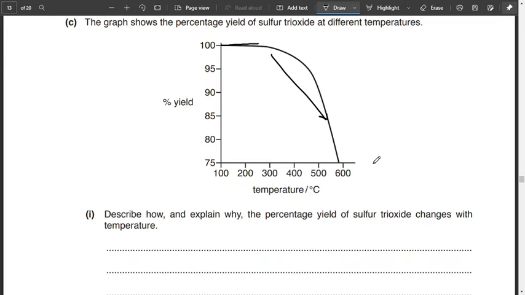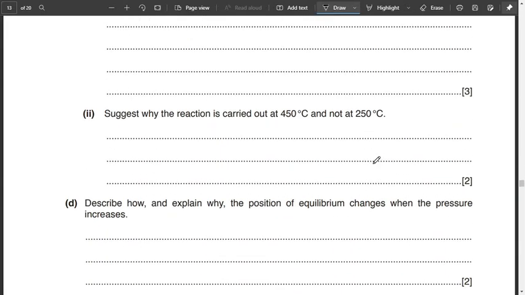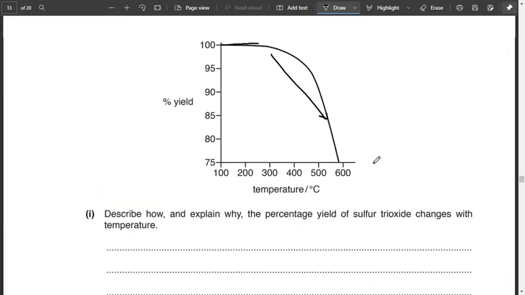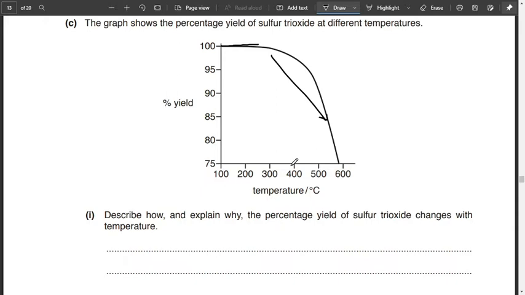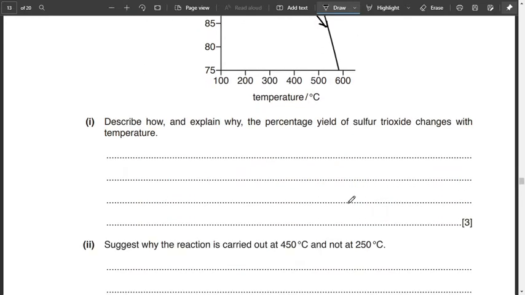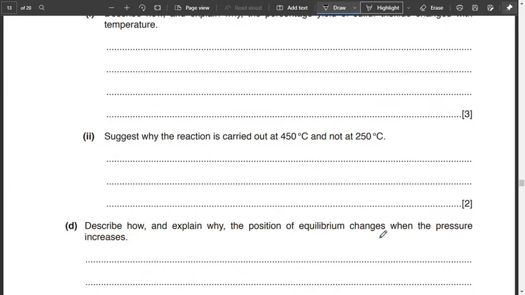Moving on to part 2, suggest why the reaction is carried out at 450 degrees Celsius and not 250 degrees Celsius. As we can see over here, at 450 degrees Celsius the reaction is faster as compared to 250 degrees Celsius. So that is why we use 450 degrees Celsius.